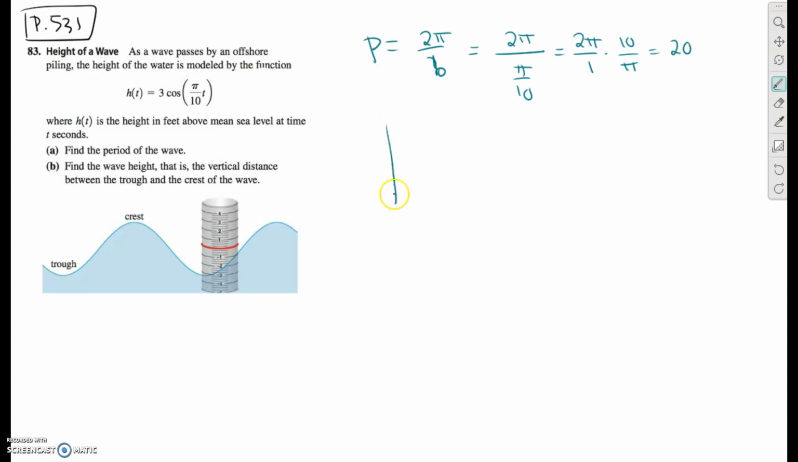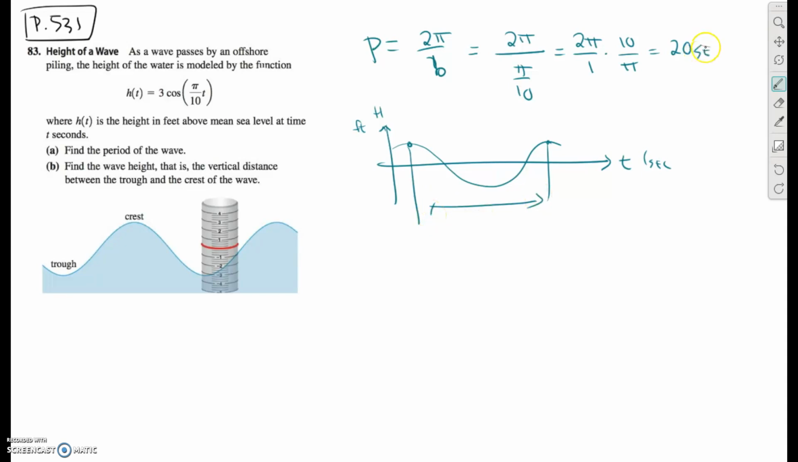Now, if I were to graph this thing, and I don't think it asks me to graph it, but if I were to graph it, the x-axis is the time axis, and time is measured in seconds. And the y-axis is height, and the height is measured in feet. So this period is the length of time between two corresponding points of that wave. So the units on that is seconds.